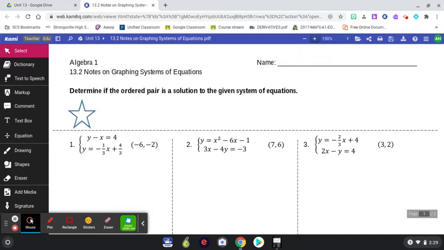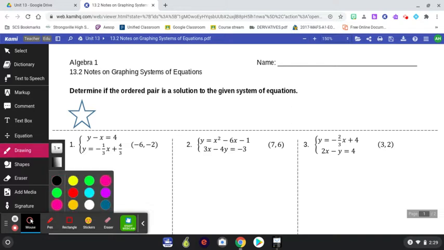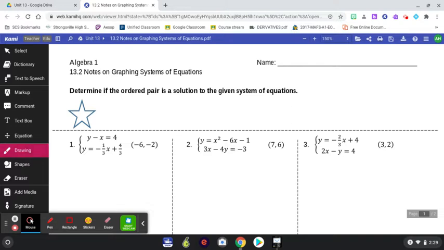We're still graphing systems of equations, but we're going to look at some different aspects of graphing those systems of equations. Before we do that, we're going to determine if an ordered pair is a solution to a given system. We kind of talked about this yesterday, but this is a more formal check. To be a solution, the ordered pair must make both equations true.